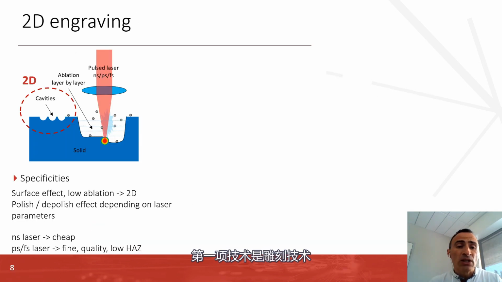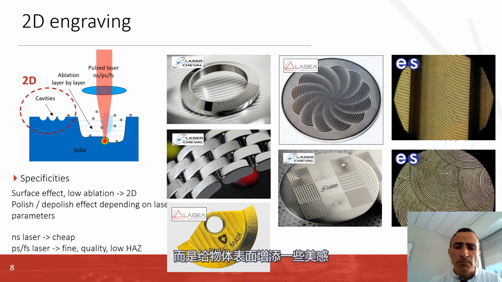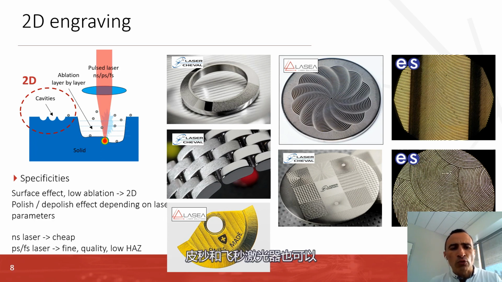The first technique is engraving. The point here is to ablate the surface, not to go deeper in the material, but to change the aesthetic, to introduce some aesthetic on the surface. This is, for instance, for some parts for the watch industry, for decorative application. This is Côte de Genève or perlage. It can be achieved by nanosecond laser, but as well with a pico or femtosecond laser, in order to improve the quality of the process and to reduce the heat affected zone.